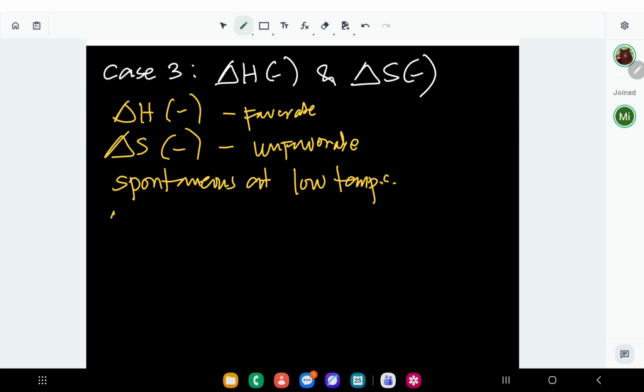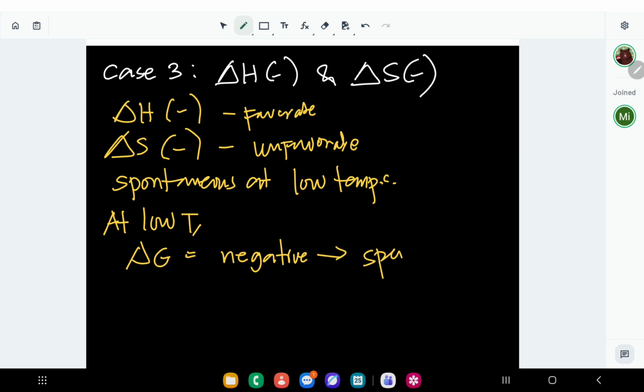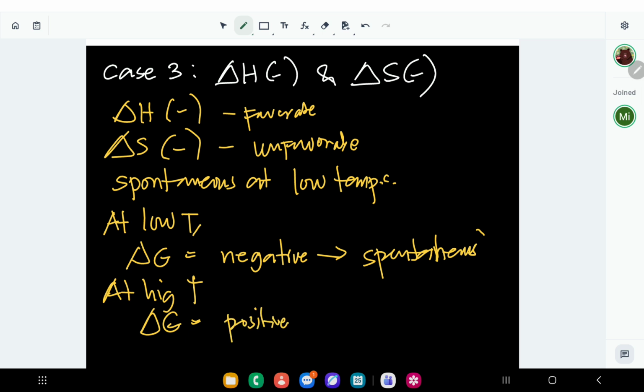You can do it like this. At low temperature T, delta G is just equal to negative with a very small number. So negative or a small number. So that means the reaction is spontaneous. If the temperature is high, at high temperature, delta G would become a big number, positive. Then this is not spontaneous. Okay, that is case 3.